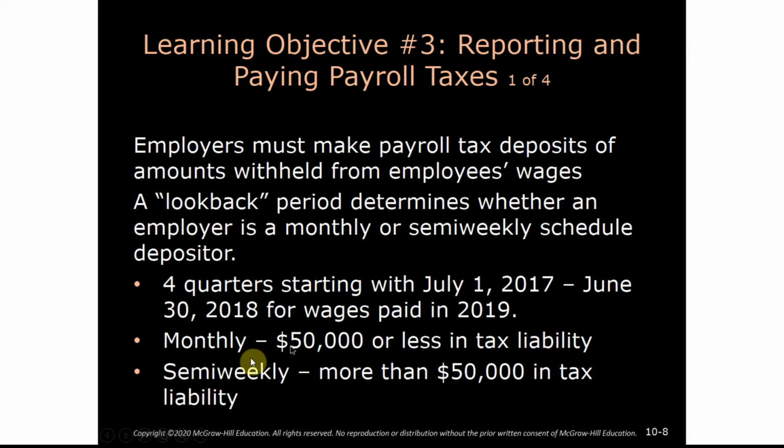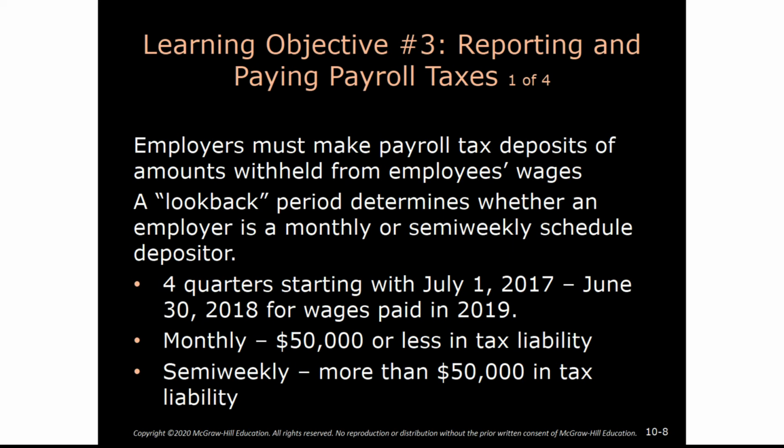And we use this look-back period of 4 quarters, starting with, and this is for 2019, July 1st, 2017 through June 30th, 2018. If the receipts were $50,000 or less, then they have to remit these funds monthly. And if the look-back period indicates that there's more than $50,000 of income, then the employer has to report semi-weekly, more often. In other words, they have to send those funds in more frequently on a semi-weekly basis.